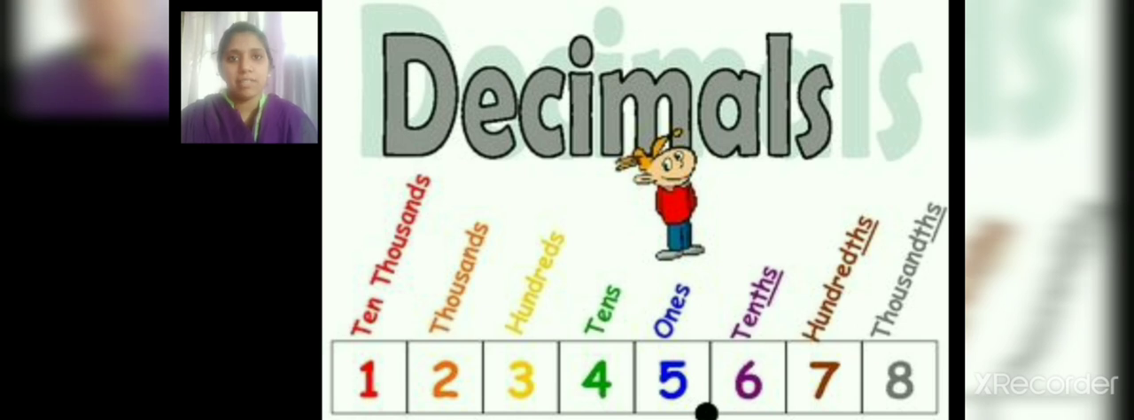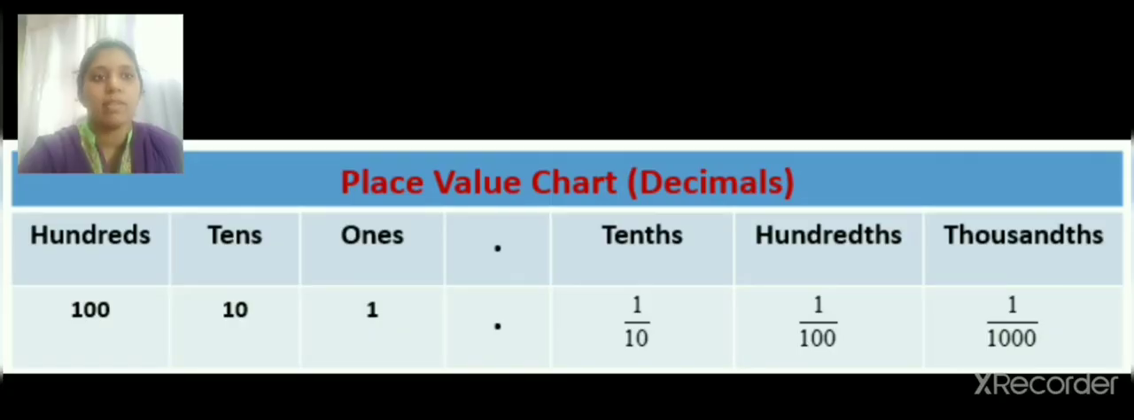The next chapter we are going to discuss is decimals. Let's move into the chapter. Now look at the decimal place value chart. We know the place value of numbers, yes or no? Starting from the last digit, we will write the place value of numbers. We will start from ones, tens, hundreds, thousands and go on like that.